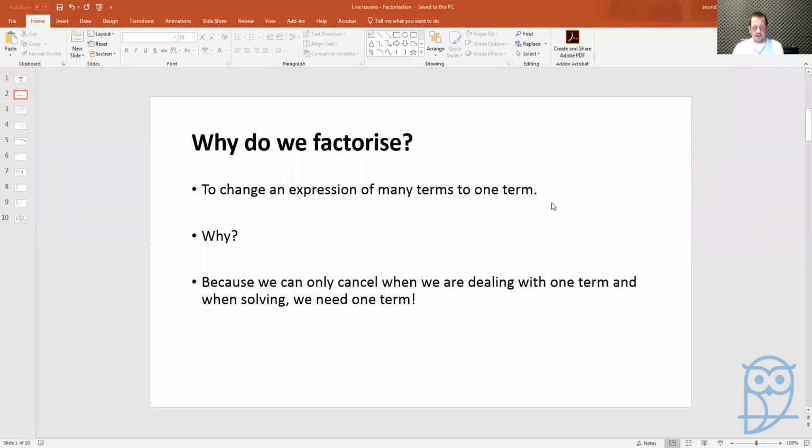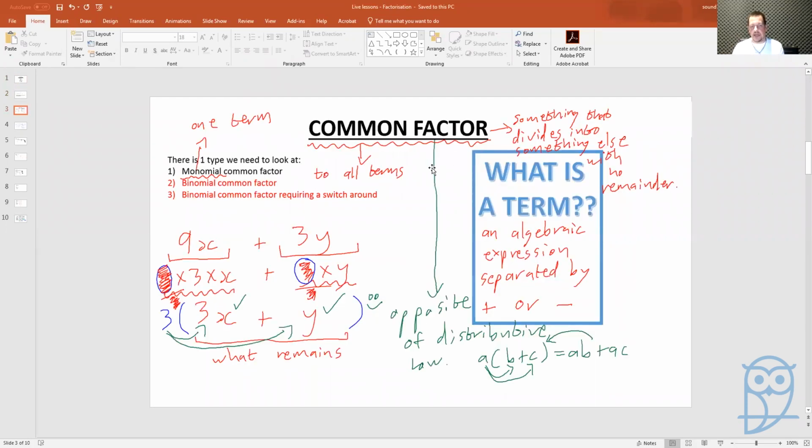So remember, we start on factorization. We found out why we factorize was to change an expression of many terms to one term. And why we need one term, because when we cancel and solve, we need one term. Our stuff gets rather complicated. All right. So I said to you there are going to be two types of factorization you're going to be dealing with. The one type is the common factor, and we're only going to be looking at a monomial common factor being one term. The other two you'll be looking at next year in your IGCSE course.